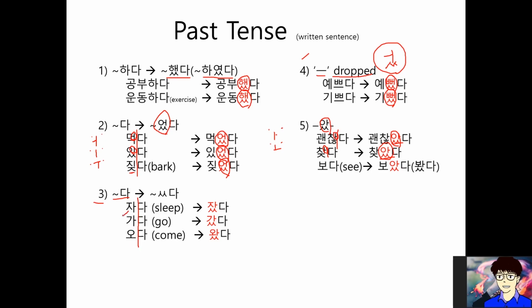However, when there's no 받침, in that case, you should put 쌍시옷. So, 자다 is changed like 잤다. 가다 is changed like 갔다. And 오다, this is a very unique case, so you have to remember, 오다 is not 오았다, 왔다. Okay? Good.